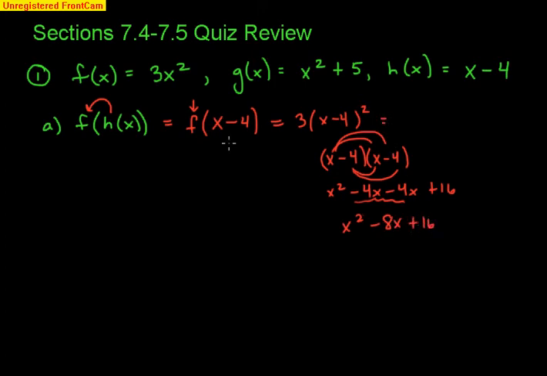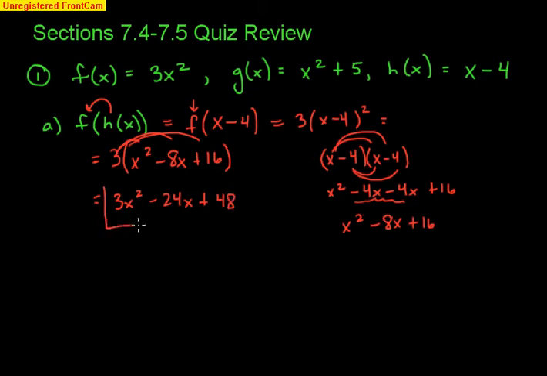So right here, there is a 3 still out in front that must be distributed. So 3 times what we got when we squared the x minus 4, x squared minus 8x plus 16. Now we're going to distribute that 3 to simplify the final answer of 3x squared minus 24x plus 48. There's the first composition of functions.